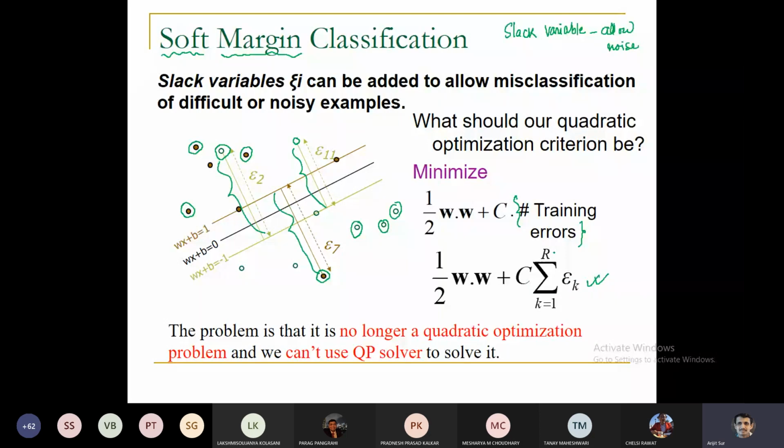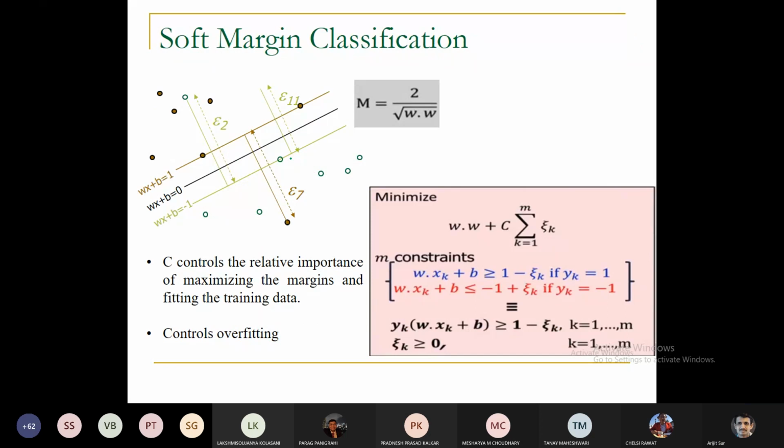So what we have done here is put in some error, which you can also call a relaxation through the slack variable. Now, soft margin classification: these are the slack variables, and we have to minimize W transpose W plus C times this summation.